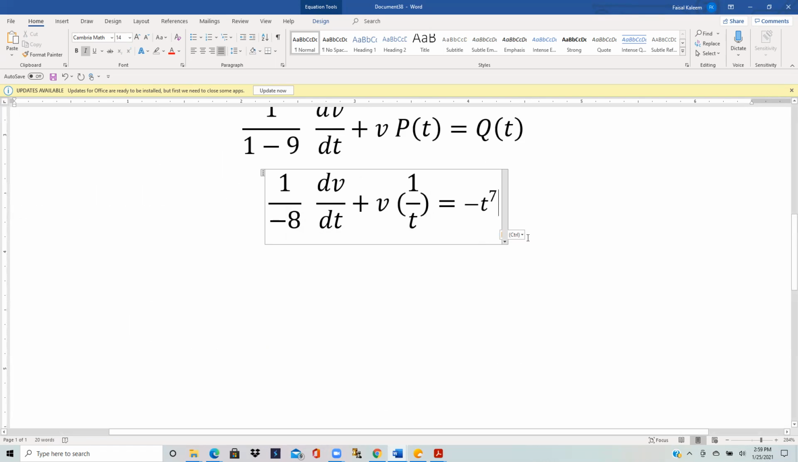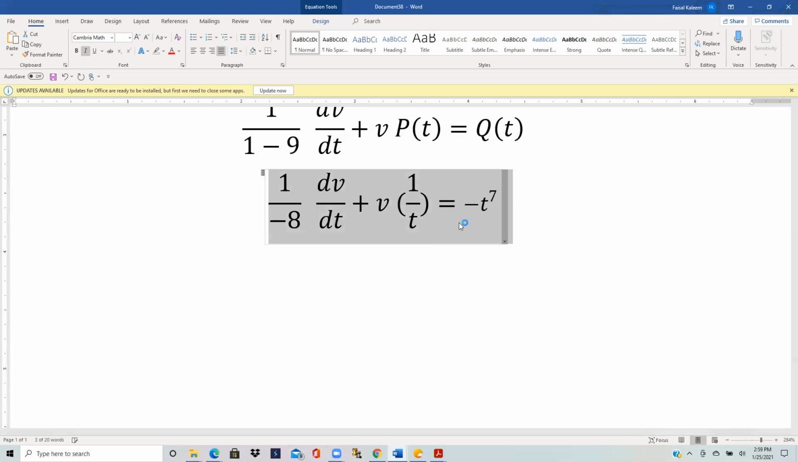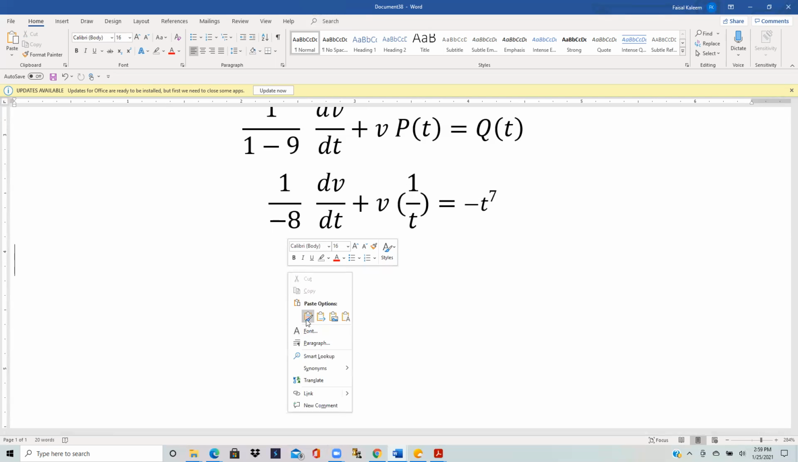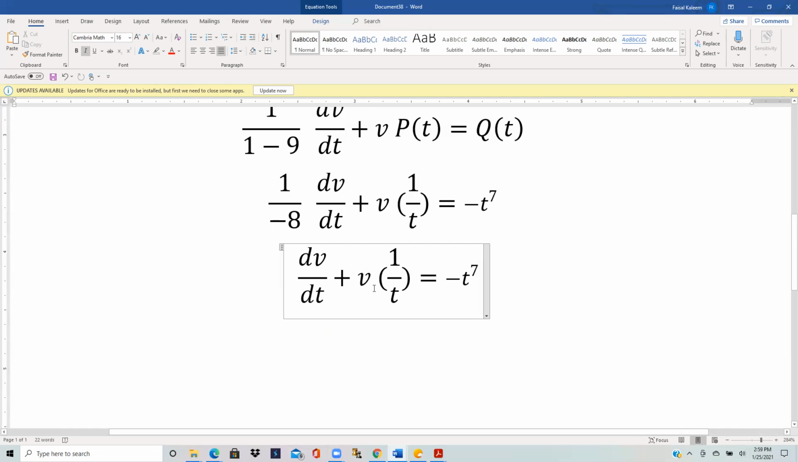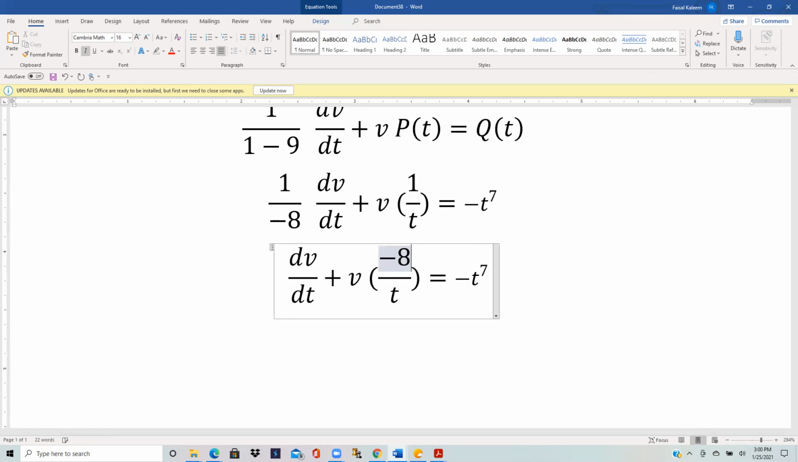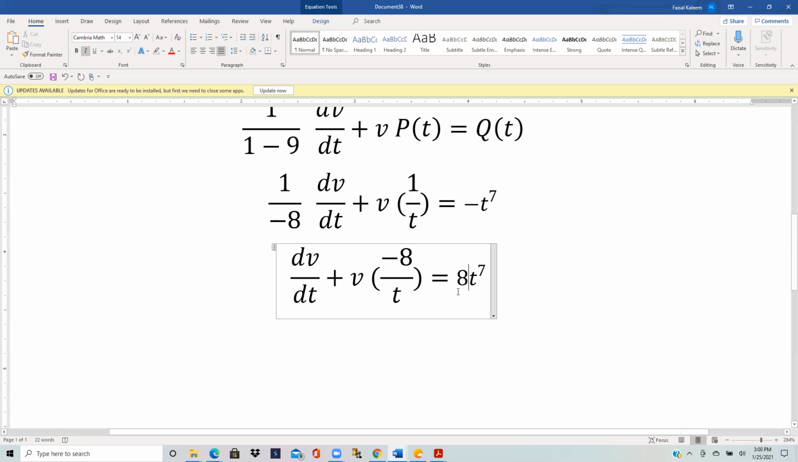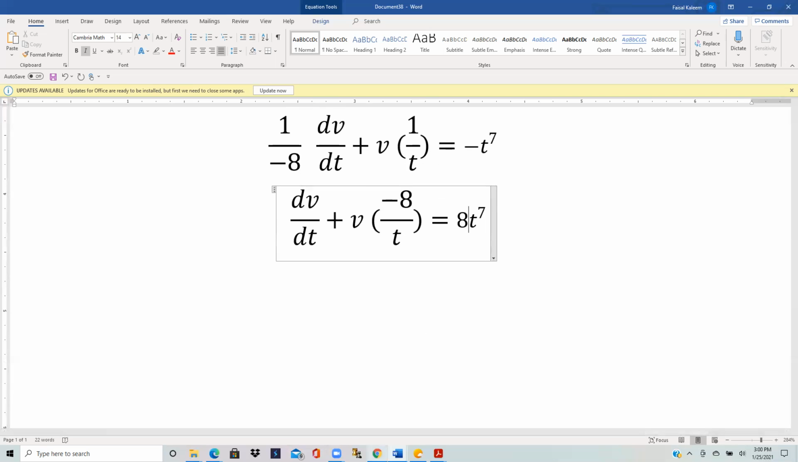Okay. And then, you like to have the coefficient of this one as 1 so that it's in the linear form that we know. So we need to multiply everything with negative 8 so that the dv over dt has coefficient 1. So when everything gets multiplied with negative 8, this goes away, and this becomes negative 8 over t. And this becomes positive 8. And now it is in the linear form that we know. So this is linear.